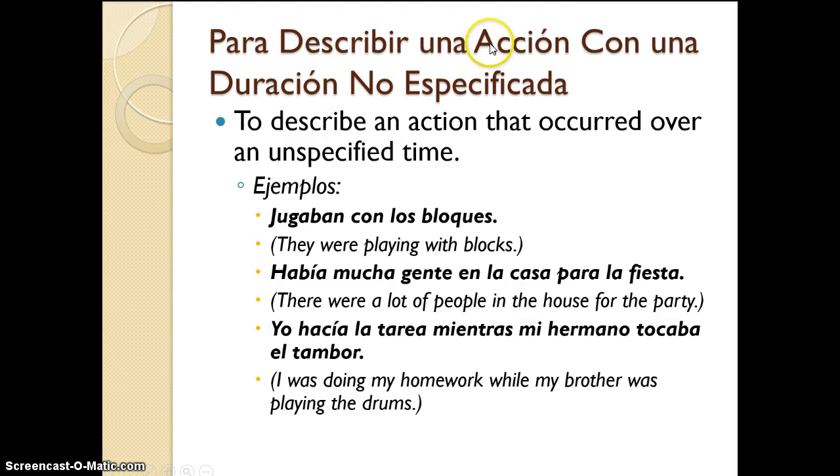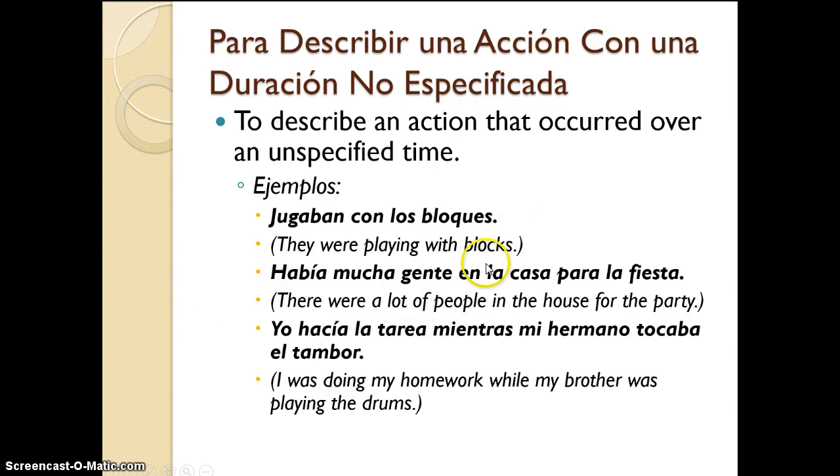Third, para describir una acción con una duración no especificada, to describe an action that occurred over an unspecified time. The first example, jugaban con los bloques. They were playing with blocks. So let's say I was babysitting and the parents came home and I was telling them exactly what happened while the parents were away. I might say that, well, the kids were playing with blocks. I would say, ellos jugaban con los bloques, unless I gave a specific amount of time. If I said they played with blocks for 1 hour, then I would use the preterite because I'm being specific.